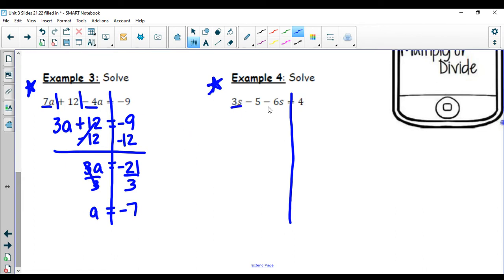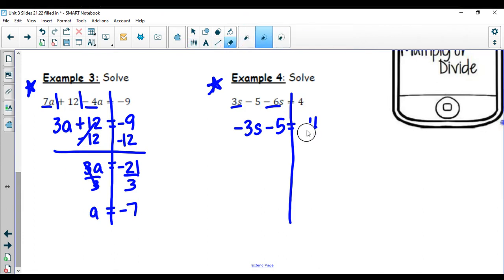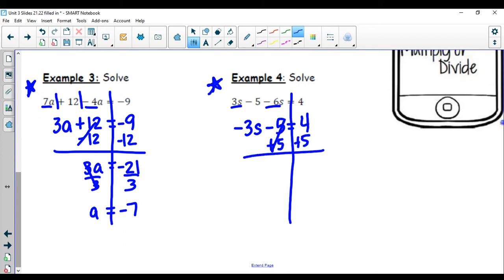So combining like terms, I have 3s and negative 6s, which will give me negative 3s. And a net minus 5 is equal to a 4, not a negative 4, excuse me. And I'm going to add 5 to both sides. Those cancel, so I have negative 3s equals 9. Divide through by negative 3. And I'm going to get s equals negative 3.